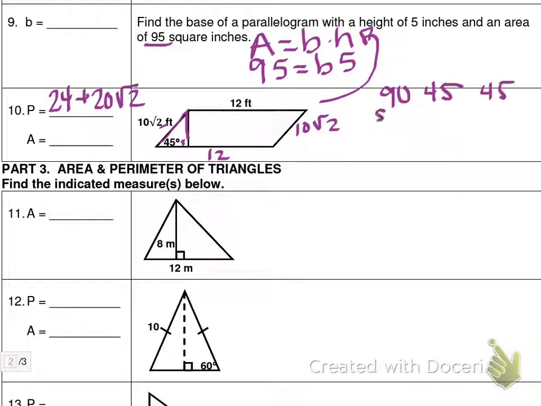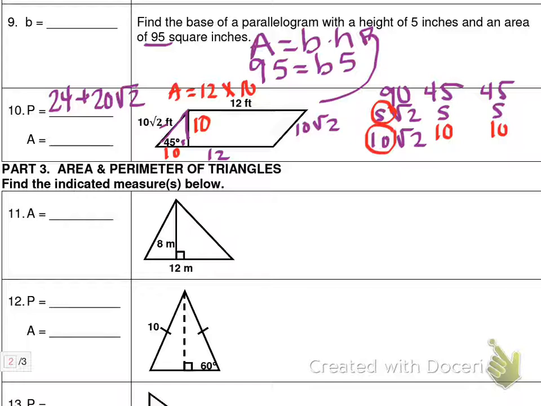So 90 is s square root of 2, 45 is our s, and it gives us 10 square root of 2. So since it gives us 10 square root of 2, our s equals 10, so that's 10 and that's 10, which makes this side 10 and this side 10. So now we know our height is 10, and all I have to do is plug in our formula. So the area equals our base times our height, which is 120.